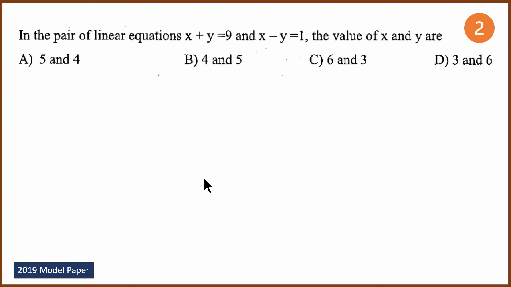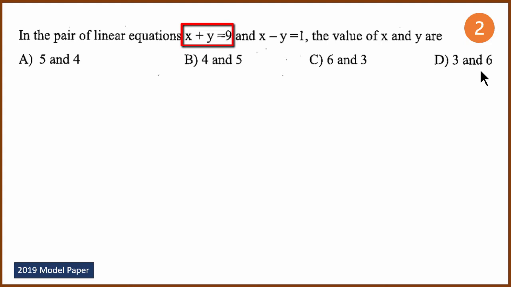Second question, very similar. There are 2 equations, and we have 4 choices and we have to pick which one is the correct choice. How do we do it? Let's try the same method. 5 plus 4, 9. 9, 9 and 9.